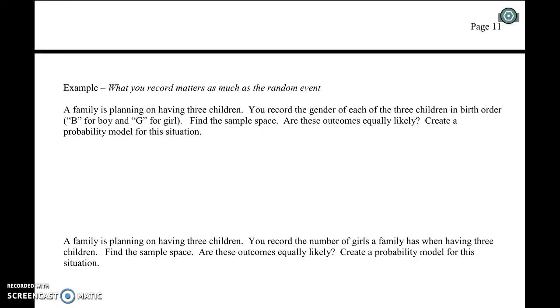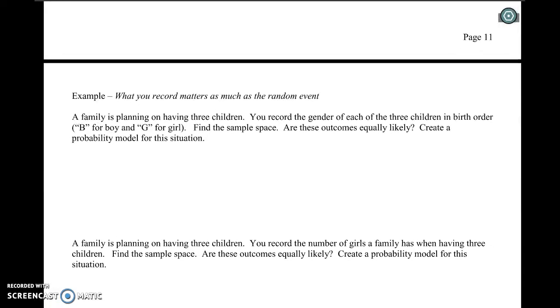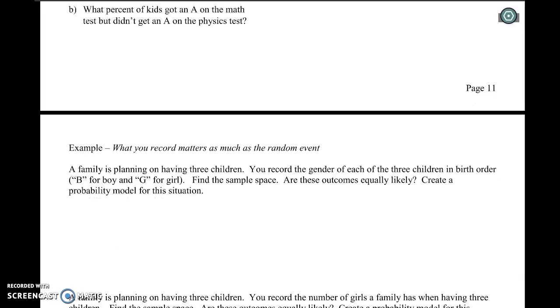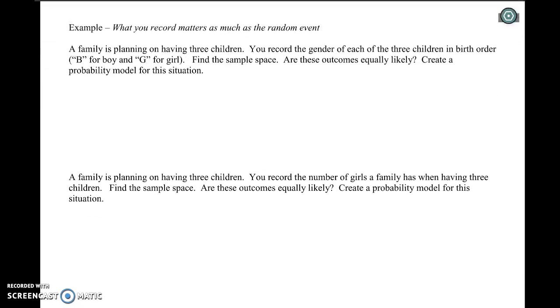All right, last example from section 5.2. What you record matters as much as the random event. So a family is planning to have 3 children. You're going to record the gender of each of the 3 children in birth order, B for boy, G for girl. Find the sample space, are the outcomes equally likely, and create a probability model for the situation.